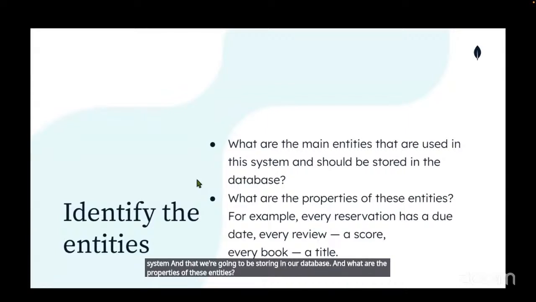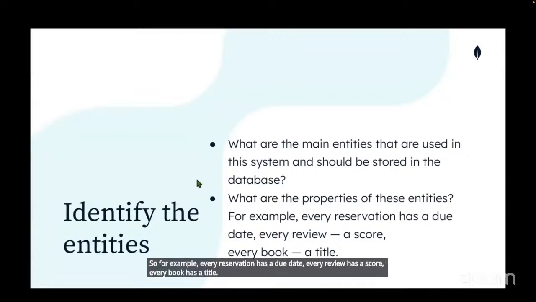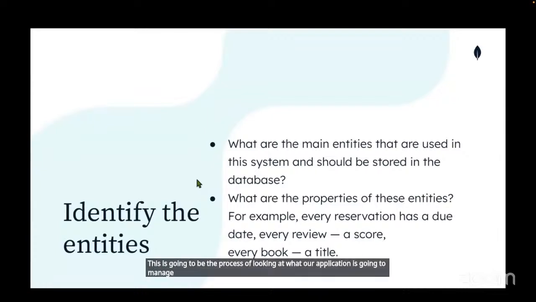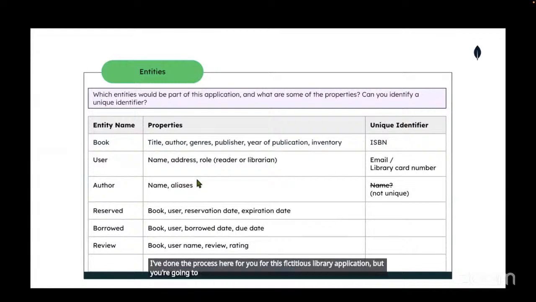So for example, every reservation has a due date, every review has a score, every book has a title. This is going to be the process of looking at what our application is going to manage in terms of data. That's going to help us before we start talking about the relationships and how to lay it out on disk. I've done the process here for you for this fictitious library application, but you're going to want to go through in detail and answer all of these questions specifically.